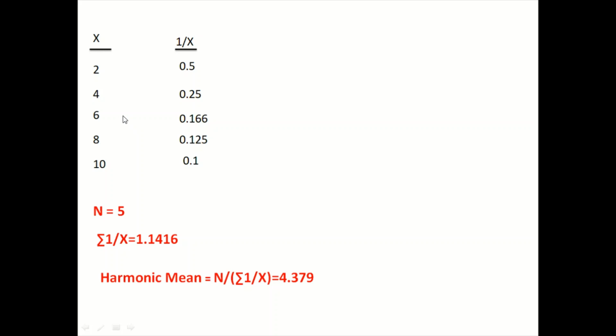That total will be nothing but 1.1416. Done? Okay. Now to find the harmonic mean, the total number of values is 5 divided by 1.1416. How much I'll get? 4.379. This is the harmonic mean of all these values.